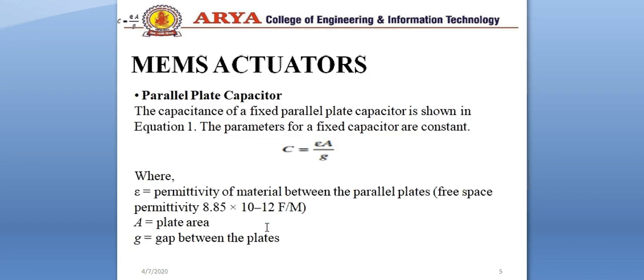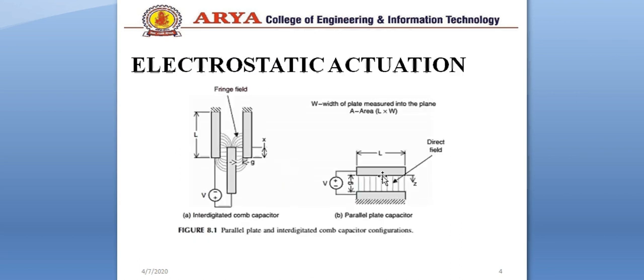Next, now some mathematical terms are discussed, like for the fixed parallel plate capacitor, which is shown in this equation, and the parameters are constant: capacitance C equals epsilon A over G. Epsilon is the permittivity of the material of the plate, A is the area, and G is the gap between the plates. This is the formula when the gap between the two plates is fixed.